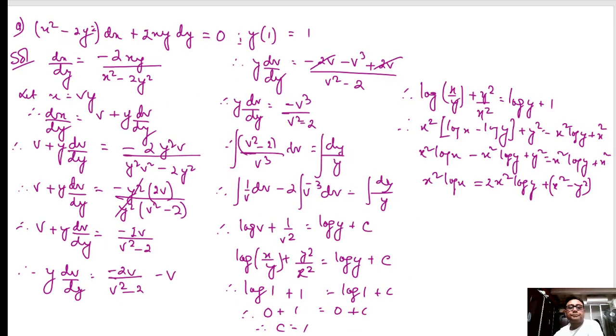Next, this is the sum given. So again we cannot separate dy by dx, so we have to go for dx by dy. And see, the degree up is 1 plus 1, 2, and here is 2 and 2. So the degree is 2, so it's a homogeneous. So put x equal to vy, differentiate it. So this is the value of dx by dy. So replace dx by dy by this.